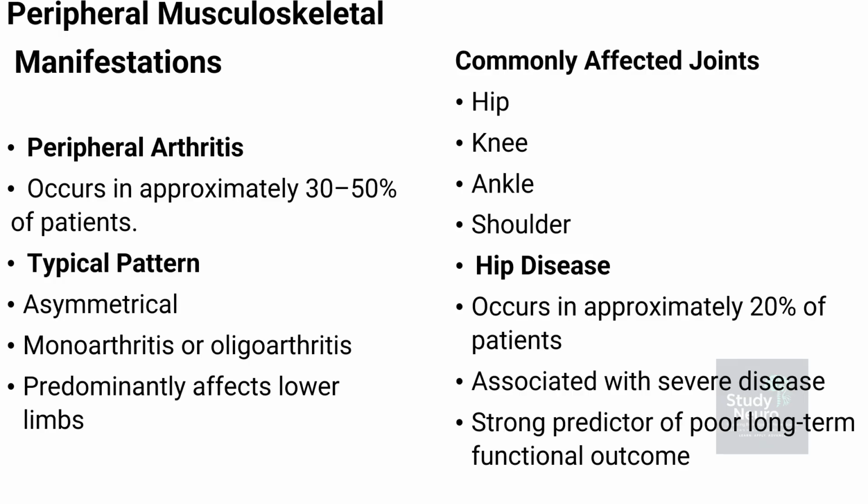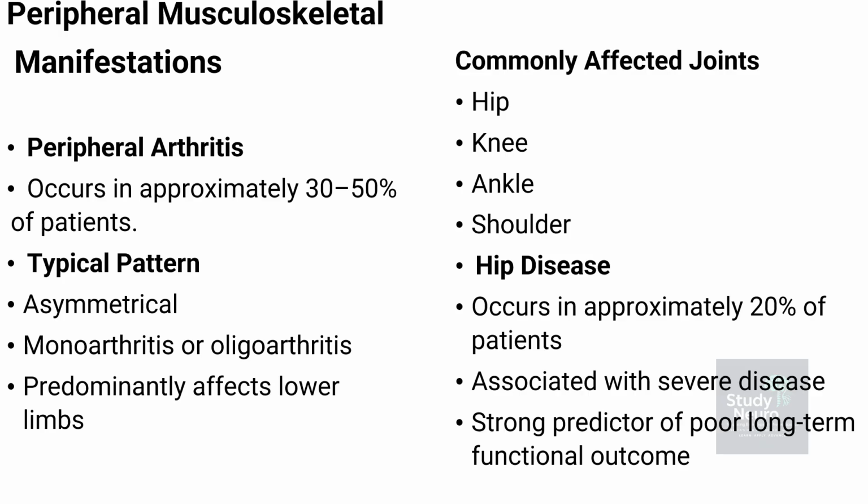Although ankylosing spondylitis mainly affects the spine, inflammation can also involve the peripheral joints in about 1/3 to 1/2 of patients. The disease is not limited to the spine. Peripheral arthritis usually affects one or only a few joints, often in an uneven pattern, and the lower limbs are involved more commonly than the upper limbs, with the hip, knee, ankle, and sometimes the shoulder being the usual sites. Joint symptoms may appear at different stages of the disease.